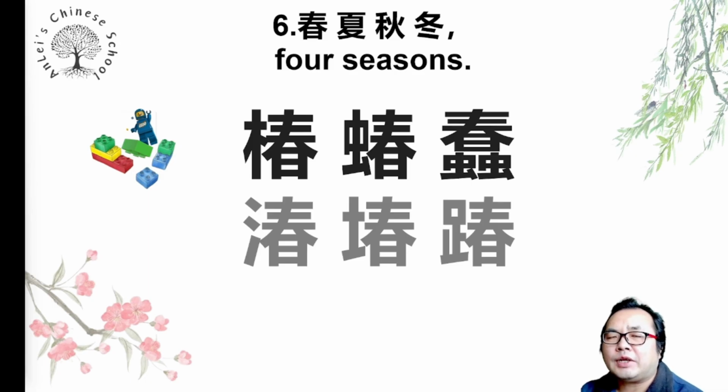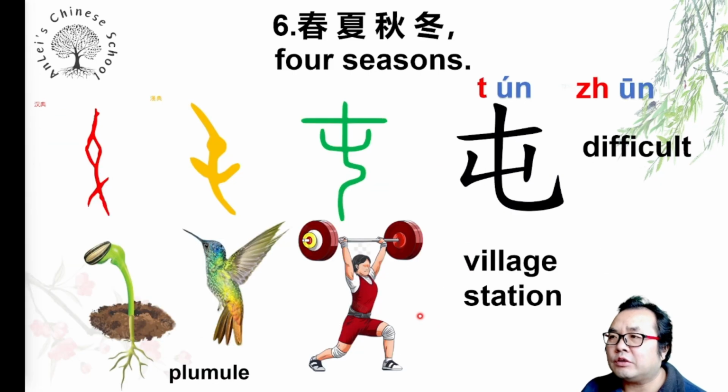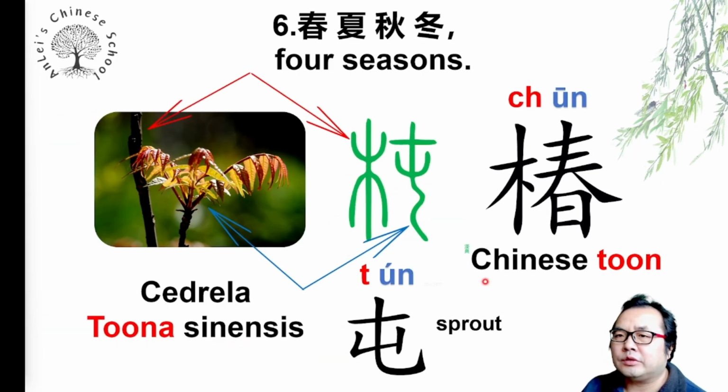And now we'll learn a few characters based on chun, spring. The chun on the right, and put the wood radical on the left. It's pronounced chun. It means Chinese toon. It's a kind of tree native to China. And we take a look at the small seal script. The right part is tun, and we have learned this character before. Tun, it all comes from the character tun. Because this tree is native to China, when they translate to English, they use the Chinese sound.